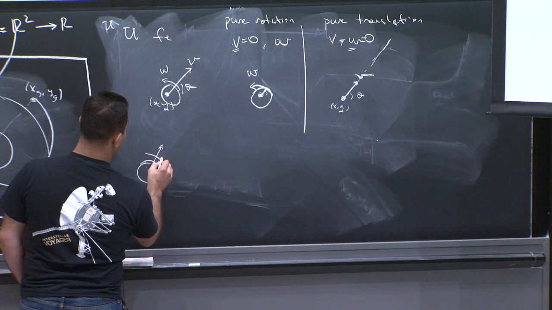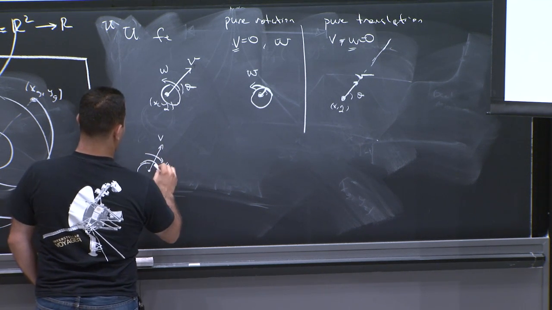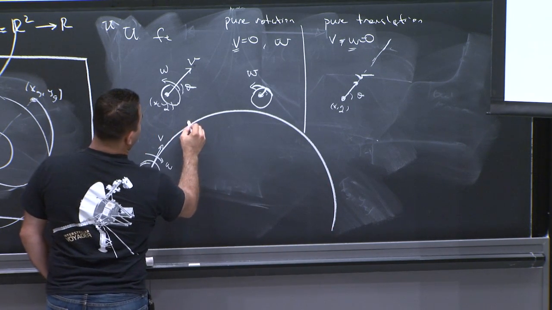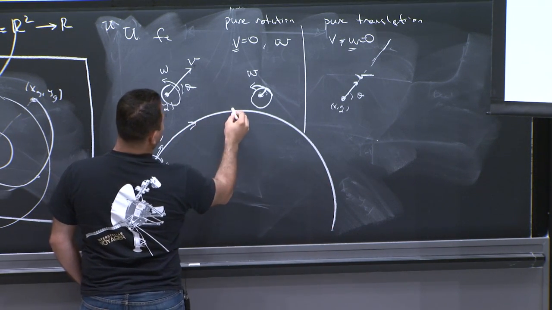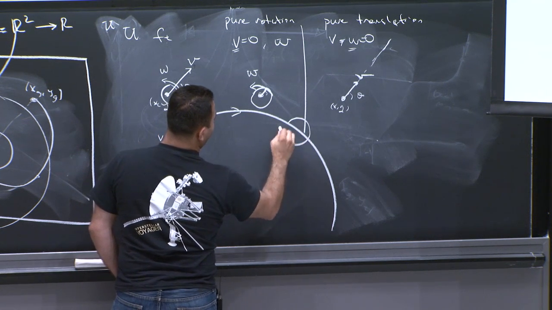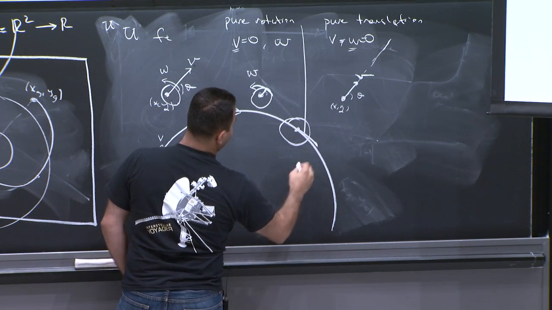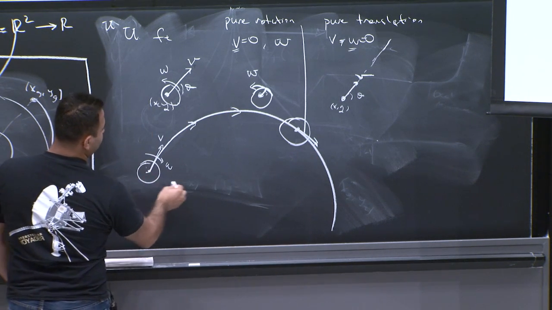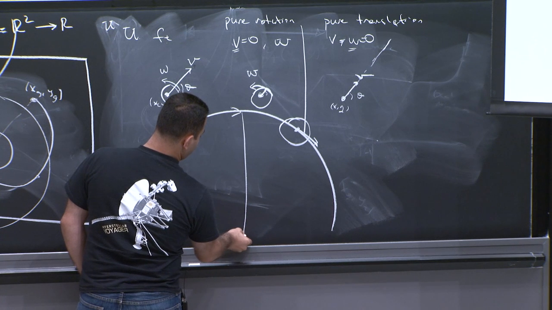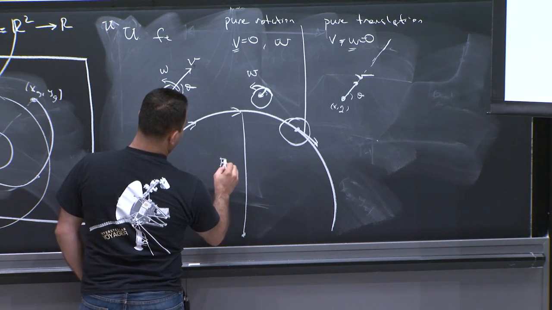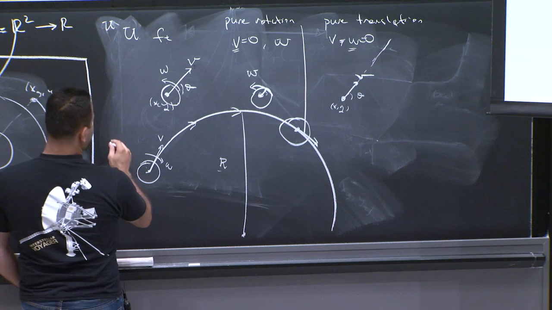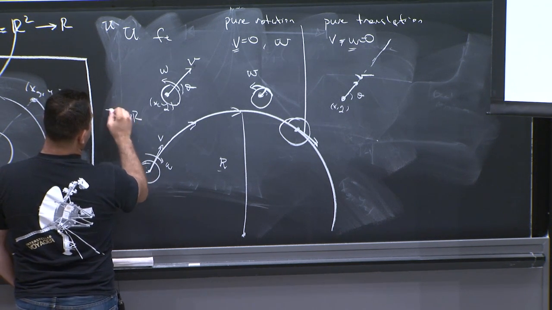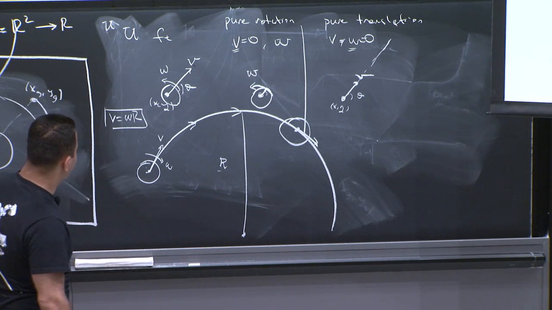Let's say your angular speed is in this direction, and this is your V. This robot will move along a circle, and this circle will have radius r. And this is the constraint they have.